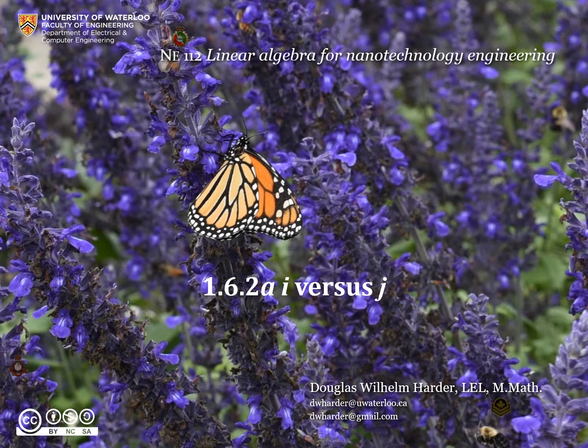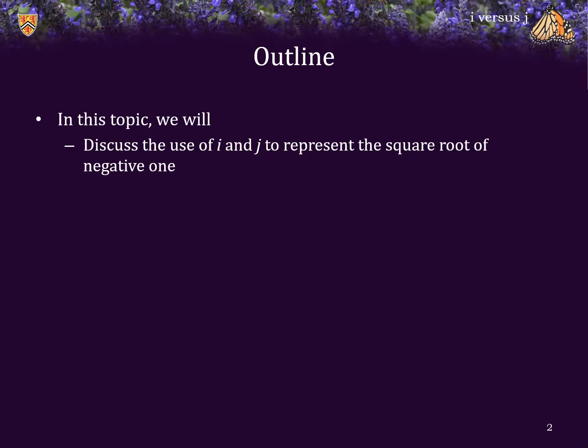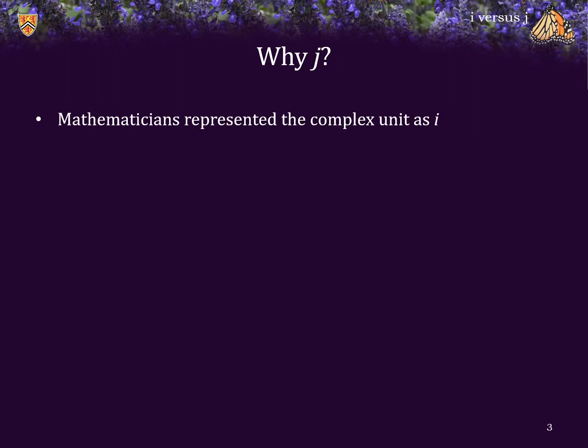We're going to discuss using i versus j for the imaginary unit. So in this topic, we're just going to discuss exactly that, using i or j to represent the square root of negative 1. Now, mathematicians represent the complex unit as i. That is, the square root of negative 1 is defined as i. And this is likely related to the fact that it is the imaginary unit.